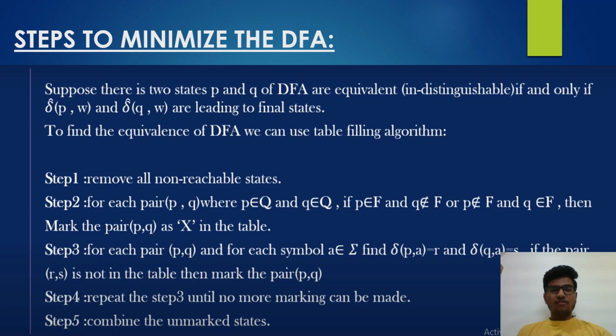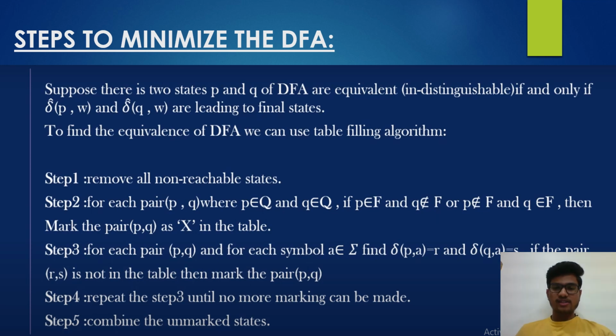Next, step 3. For each pair P, Q and for each symbol A belongs to Σ, find δ(P, A) equals R and δ(Q, A) equals S. If the pair R, S is already marked in the table, then mark the pair P, Q with a cross symbol.